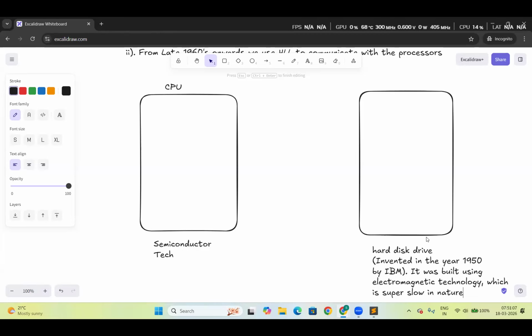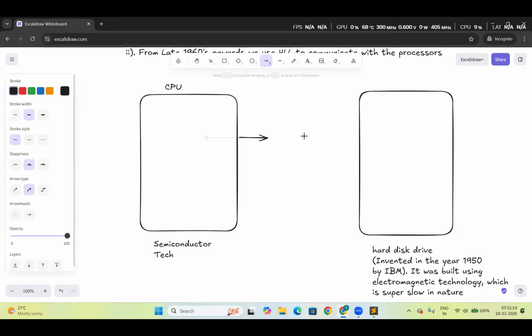So what is happening now? If you see here, in order to communicate the hard drive with the CPU, we need to have a bus to have a continuous back and forth communication.